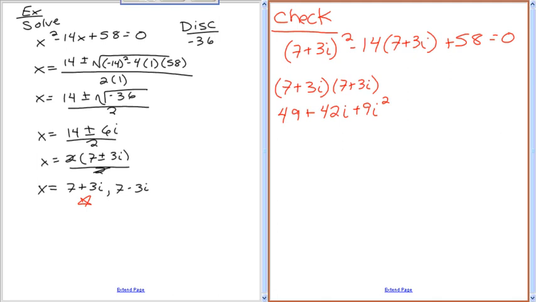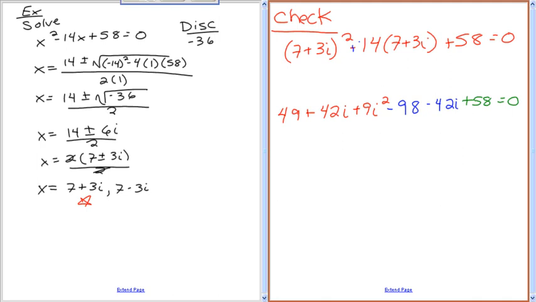So then I'm just going to erase this. It was just a placeholder so you could see it. Then I have the minus 14 times the quantity 7 plus 3i. So think about it as a plus and negative 14. So that negative 14 sends through to everything. So you get minus 98 minus 42i. And then I still have a plus 58, and that has to equal 0.